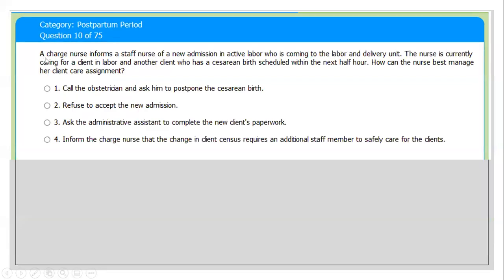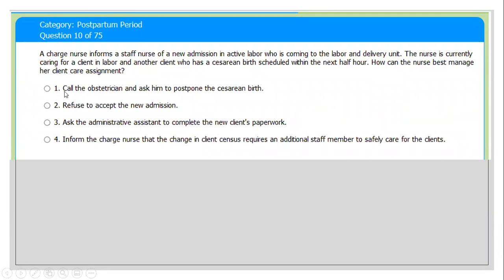Next question. A charge nurse informs a staff nurse of a new admission in active labor who is coming to the labor and delivery unit. The nurse is currently caring for a client in labor and another client who has a C-section or cesarean birth scheduled within the next half an hour. How can the nurse best manage her clients as a care assessment?